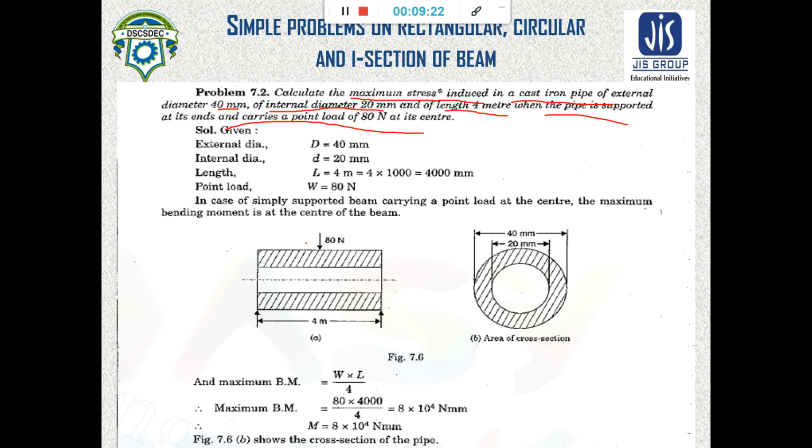See what is happening. This is a hollow pipe, and it is supported as a simply supported beam, with the simple supports at these two ends. It is loaded with a point load, that is an 80 Newton point load at the center of the pipe. At that time, due to this load, a bending stress will be generated inside the body.